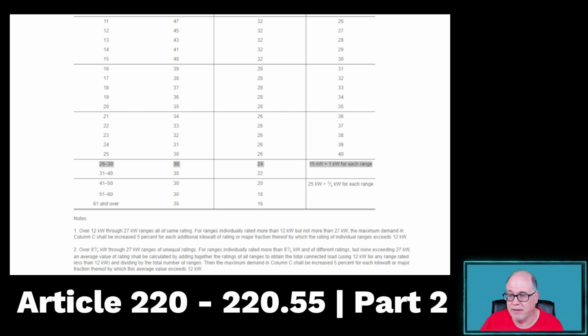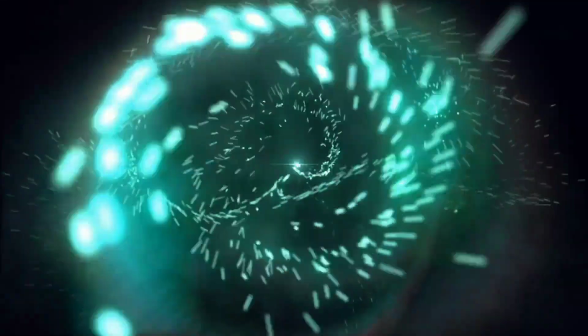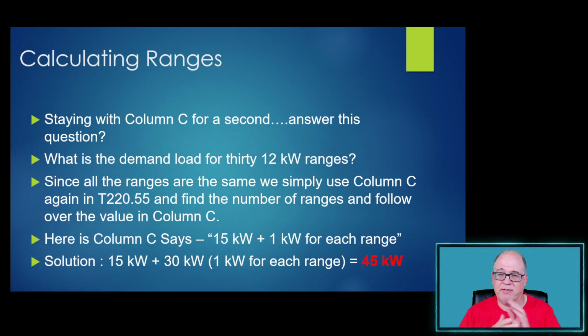It's not complicated. What does column C say to do for 30 12 kW ranges? Remember, it's not over 12. It's 30. So I am in column C. So let's go back to the presentation and we'll work this thing out. But notice it says 15 kW plus 1 kW for each range. Okay, so let's go back and see what we do. It's not nearly as complicated as it seems.